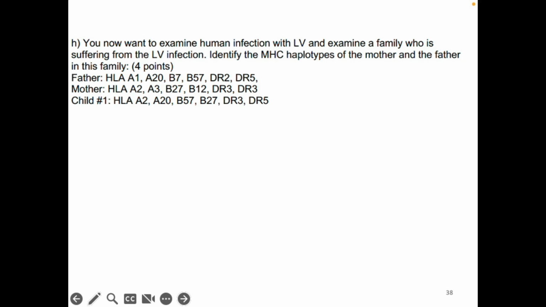Yeah, David. A1, B7, DR2. And because those are the ones that are left, they must be sitting on the other chromosome. And so this is the way you would address one of these questions to understand haplotypes in a family. And part of this is expecting or hoping that you understand this term haplotype: a bunch of genes that are on the same chromosome that are linked and are inherited together.